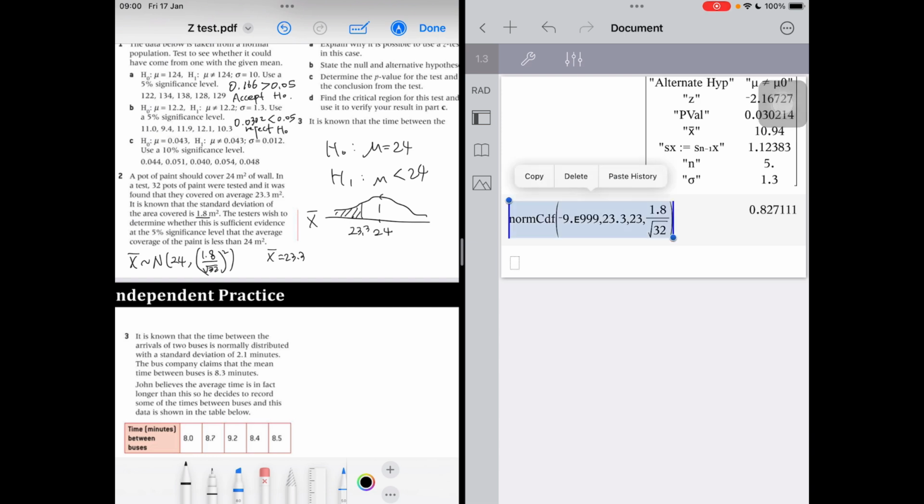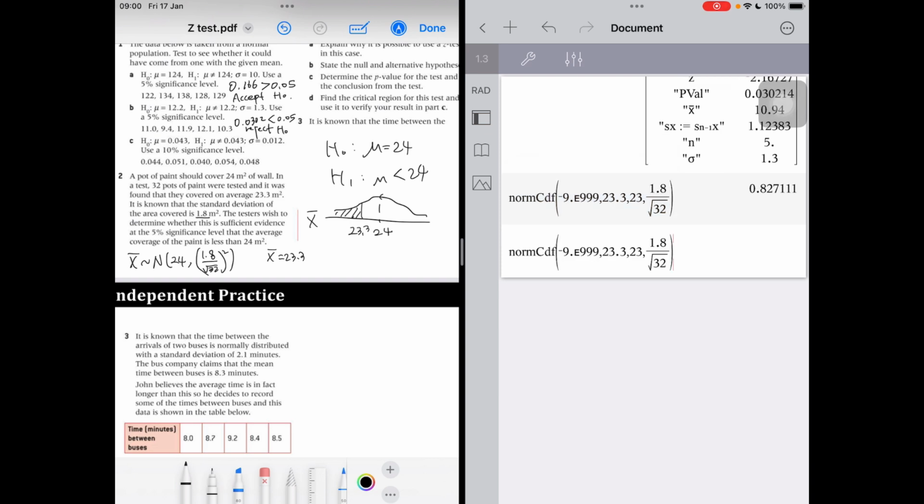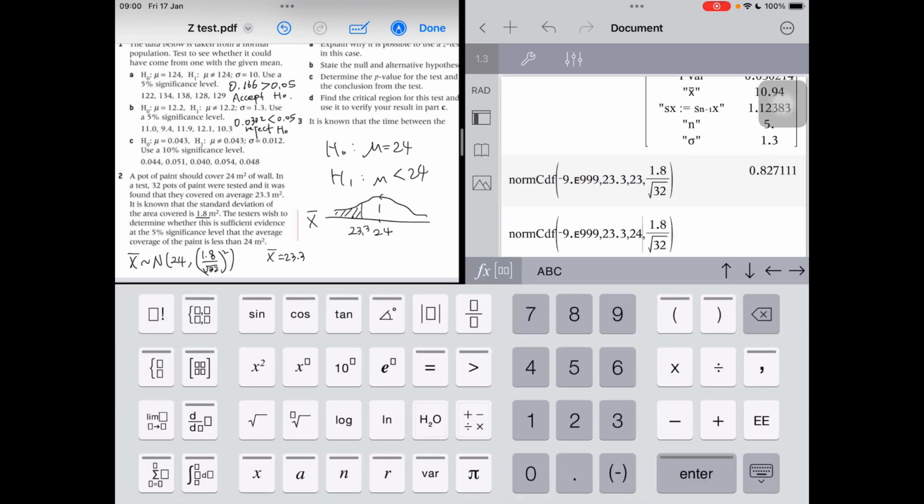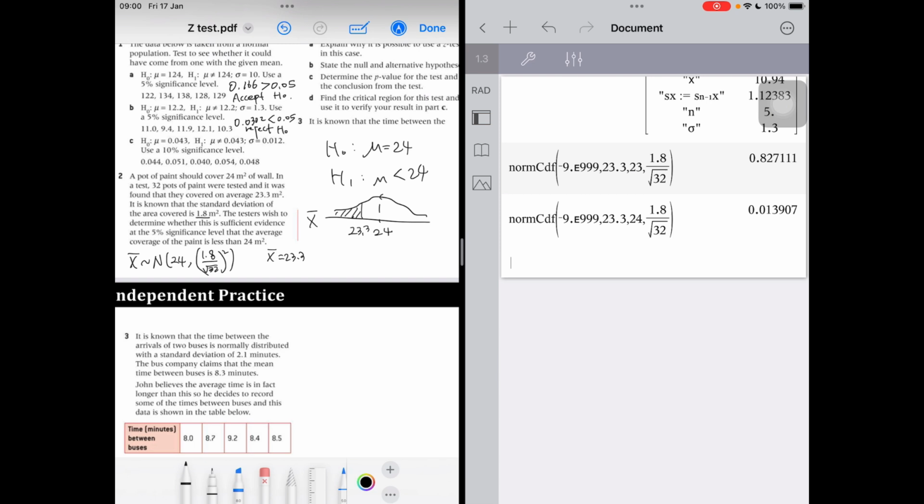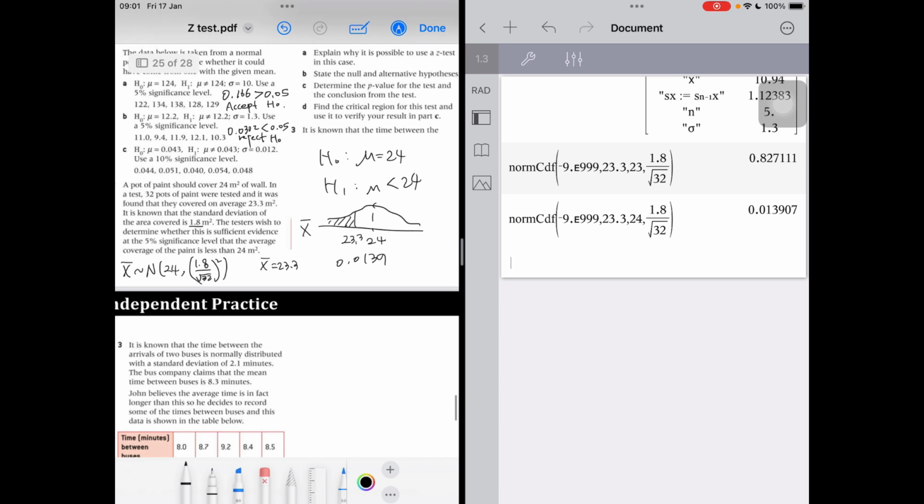Oh, I made mistakes. So this one, 0.0139, which is the p-value, is smaller than 0.05.